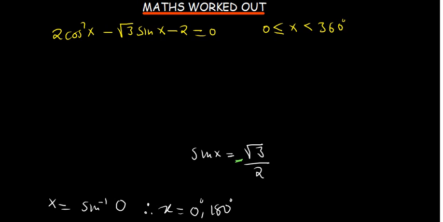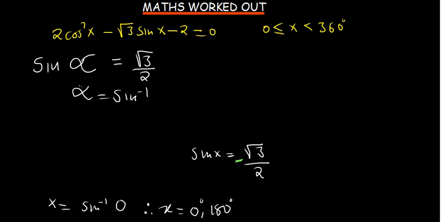Alright, so I'm going to write here. Now, since we are finding x, but you can see this is negative, I'm going to change it into a positive. So I'm going to say sine alpha, and that is going to be equal to square root of 3 over 2. So let's find alpha. Alpha is going to now be sine inverse of square root of 3 over 2. You know that the sine inverse of square root of 3 over 2 is 60 degrees.